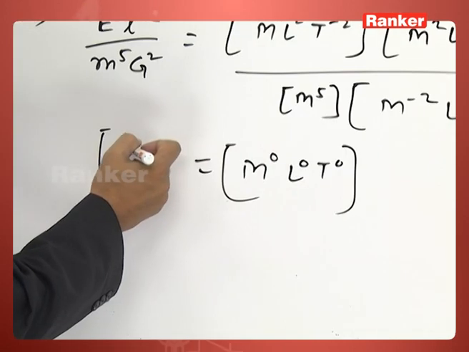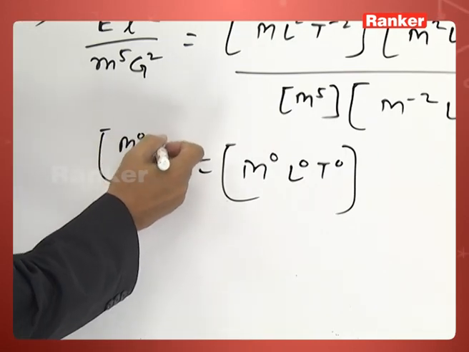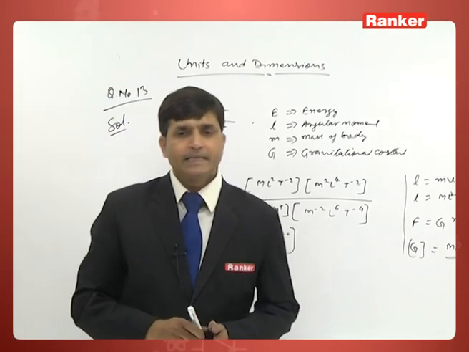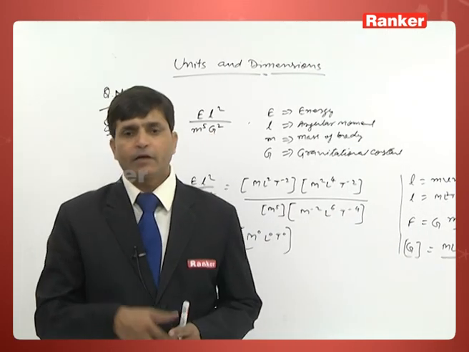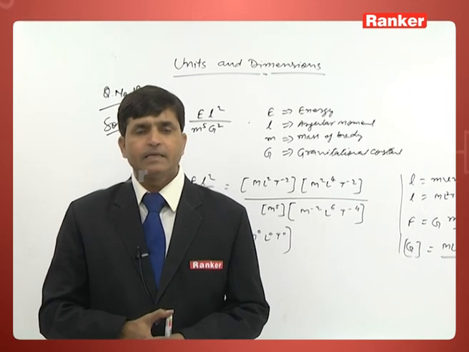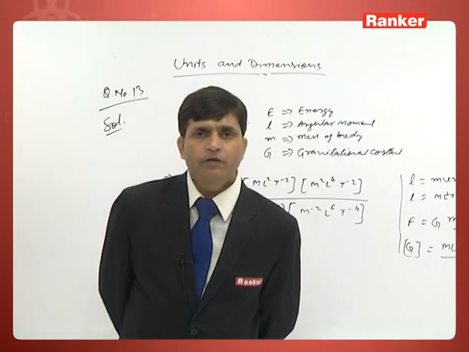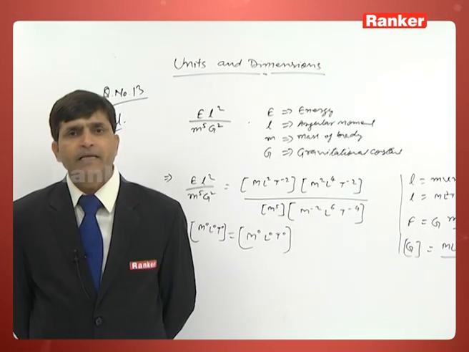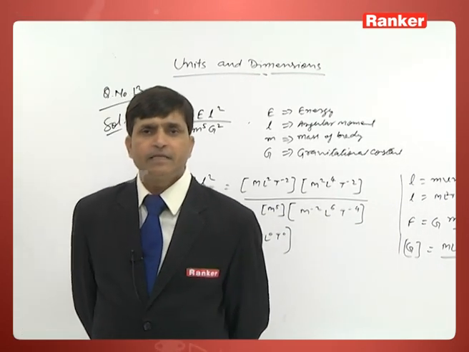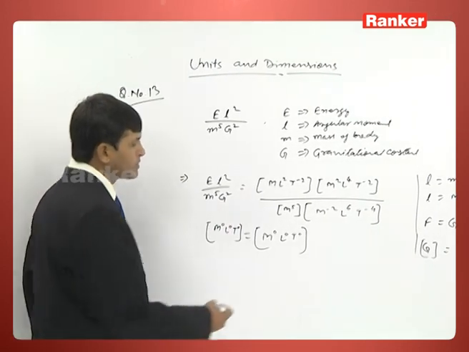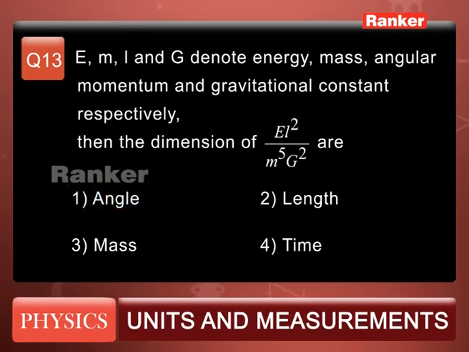So in our expression here, no dimension is coming in our options. In our options, the first option is angle, the second option is length, the third option is mass, and the fourth option is time. Angle is that physical quantity which does not have any dimension. So our correct option is option number 1.